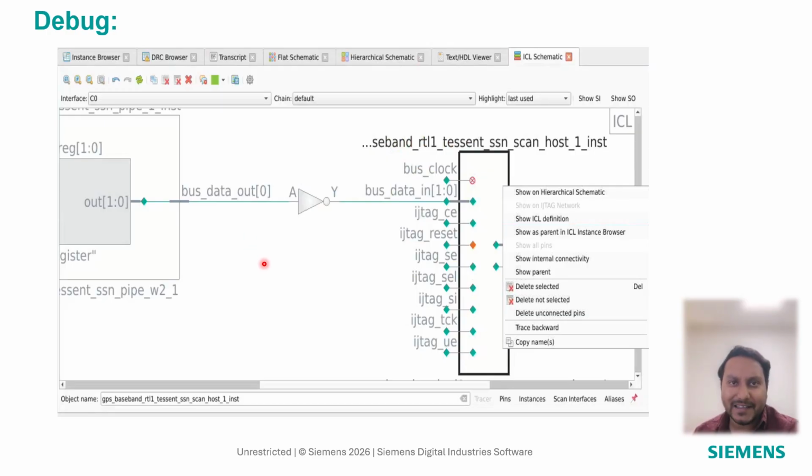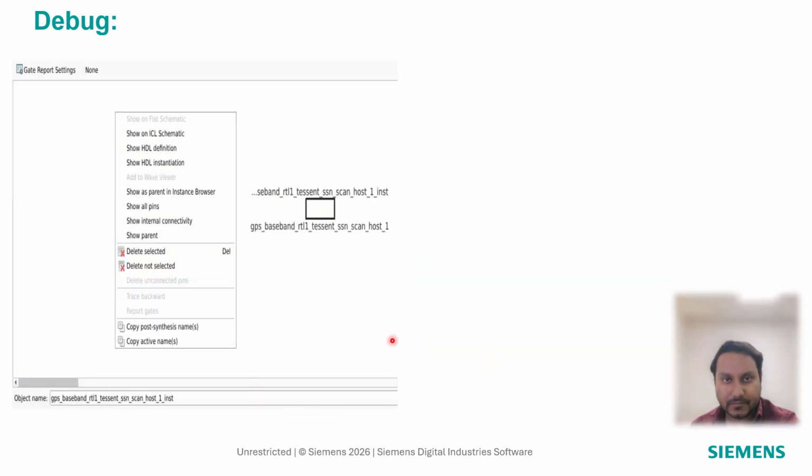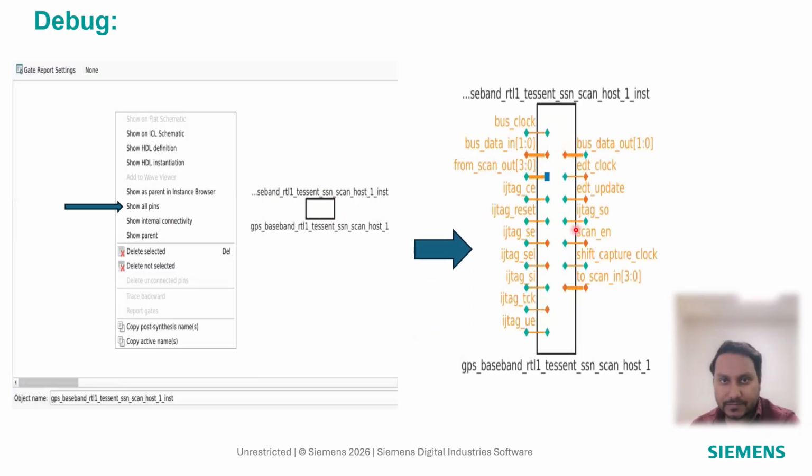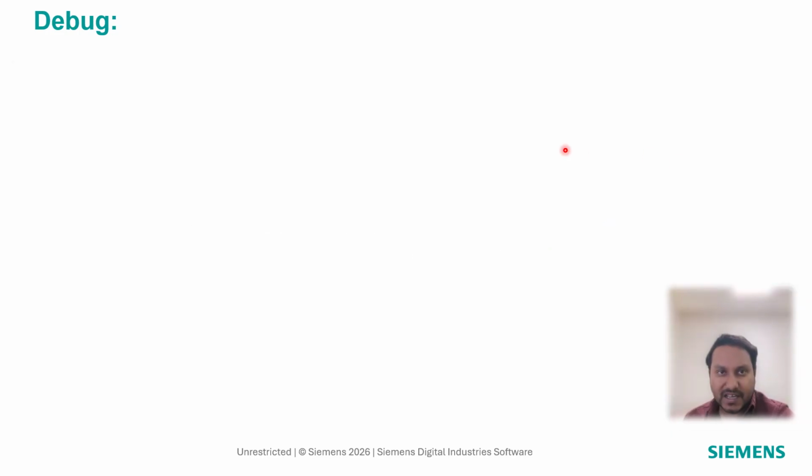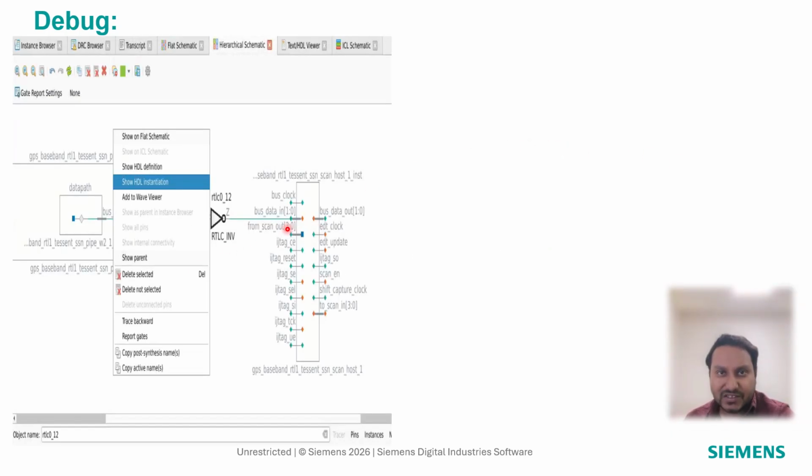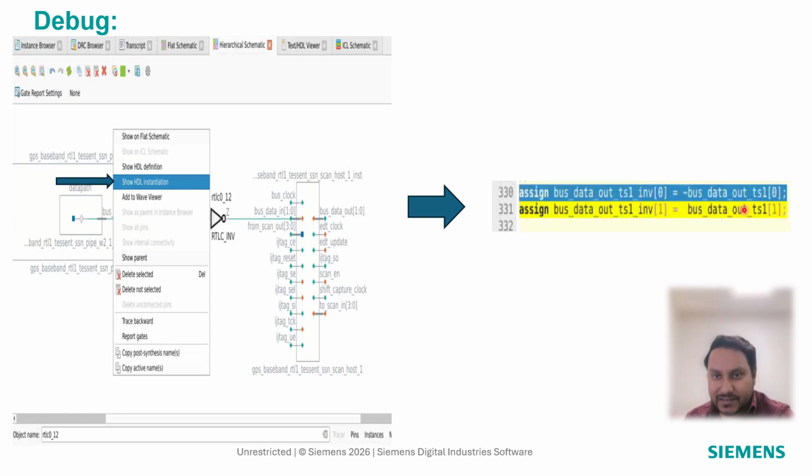Now we open the hierarchical schematic window for the SSN scan host instance. Right click on the instance and then select the show all pins option. It will show all the pins present in this instance. Start tracing the bus data in 0 pin. You can see an inverter is present in the data path. Now right click on the inverter and see its HDL instantiation. You can see in the right snippet that bus data is inverted.